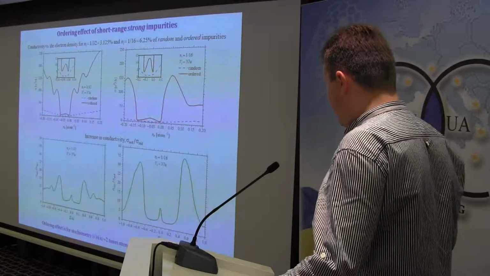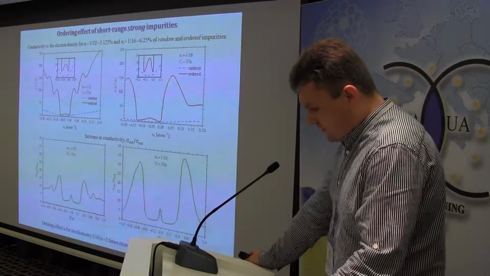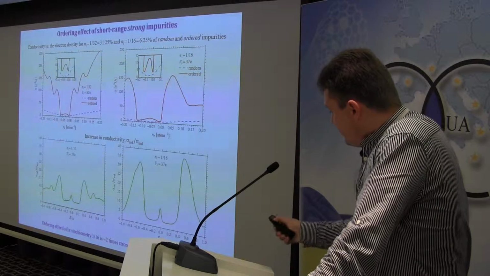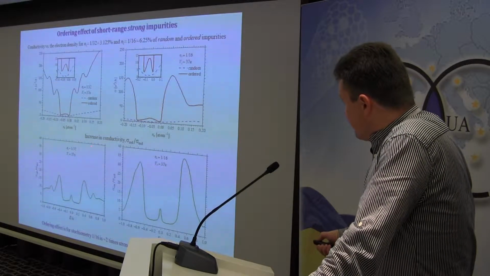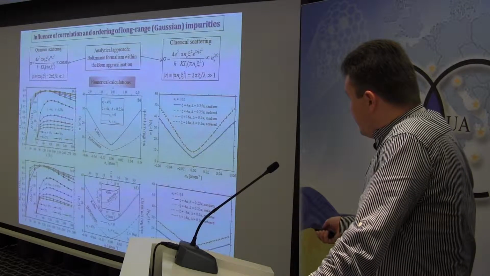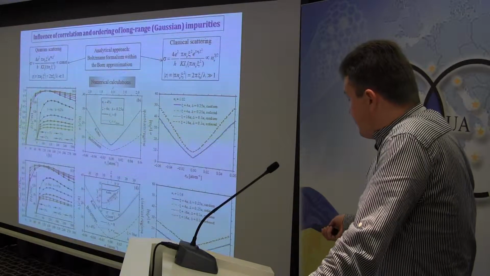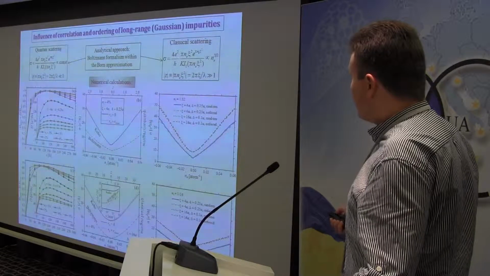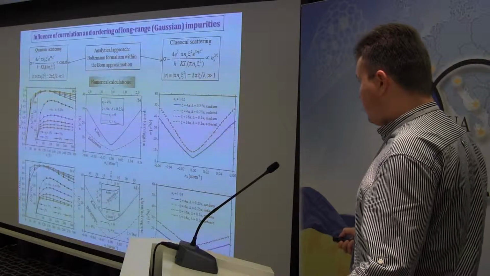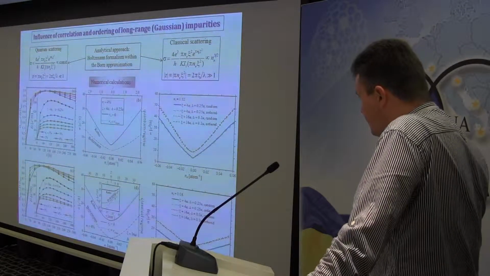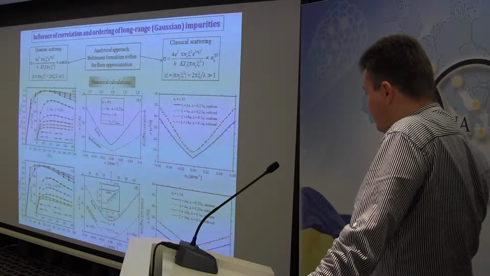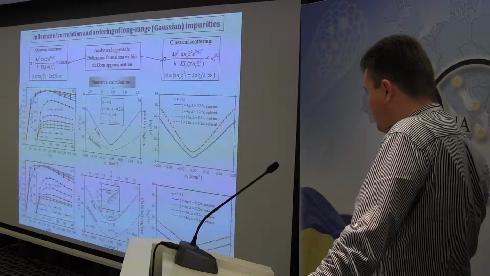And the next slide shows analogous figures, but for strong impurities. In this situation, the conductivity increase is stronger, because the potential of strong impurities is higher. But once again, in the case of long-range, for example Gaussian impurities, we didn't obtain any increase or decrease of conductivity. Conductivity is the same for different configurations of this kind of impurities.